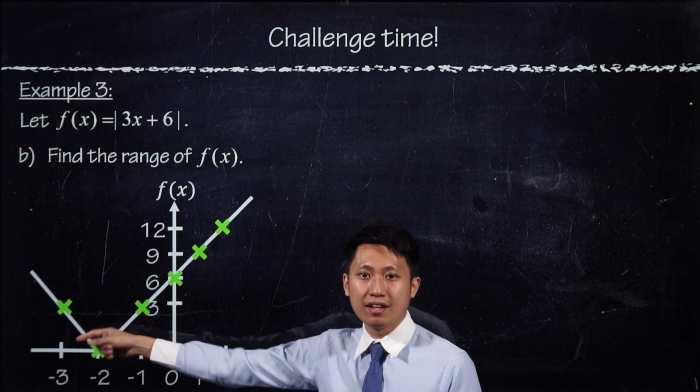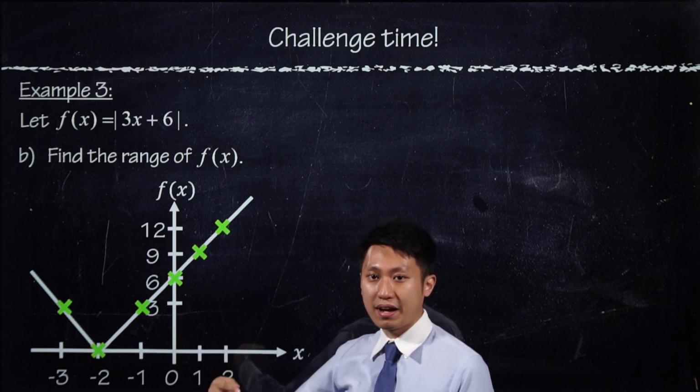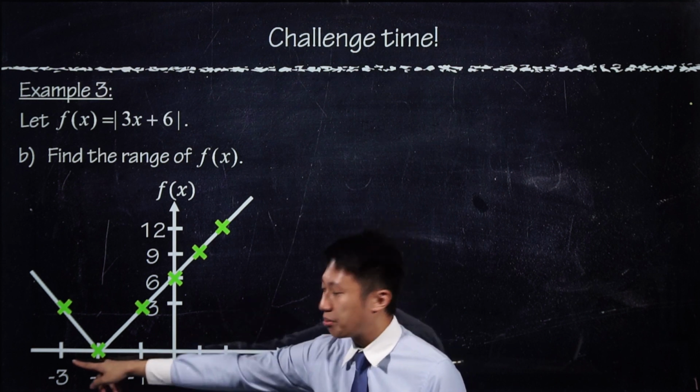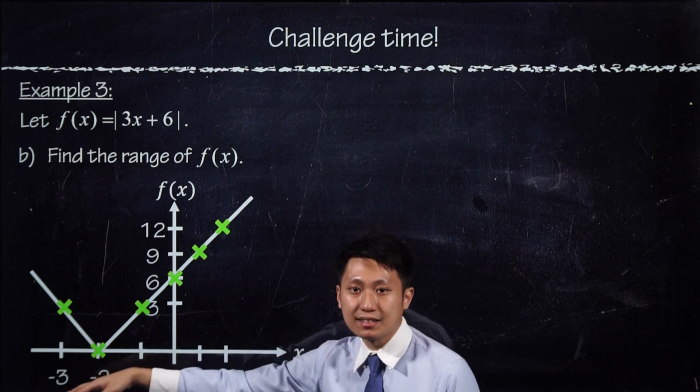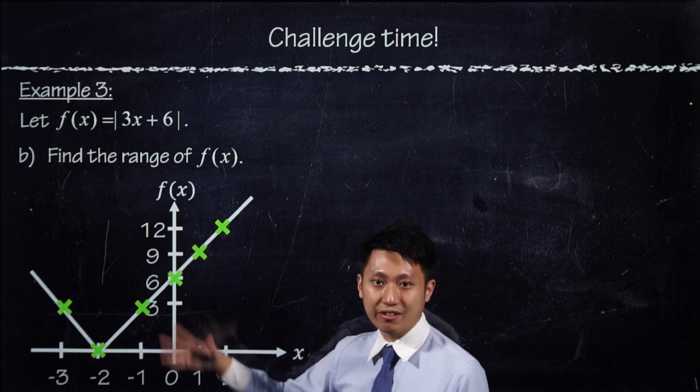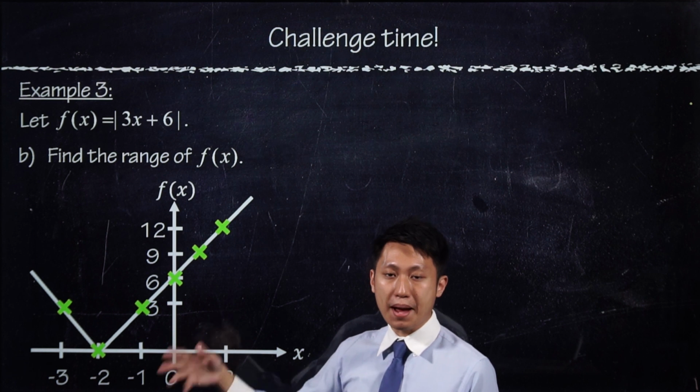Positive 2.5, right? The modulus of negative 2.5 will be positive 2.5. It gives you here. So everything is possible. Everything on the x-axis is an object here. So what's the range? Range means the things that are being mapped.